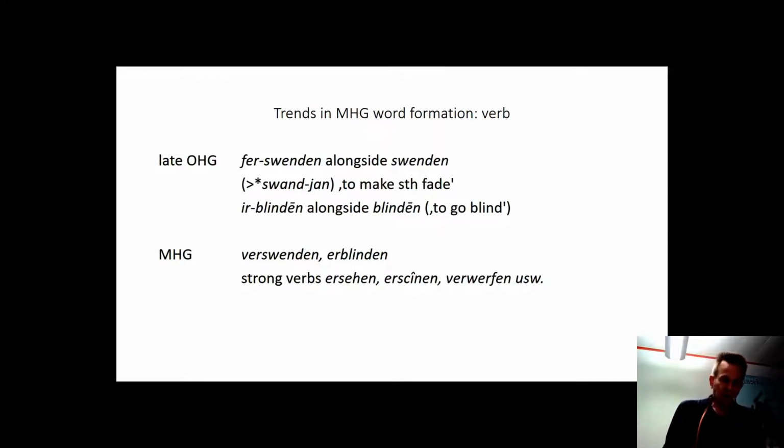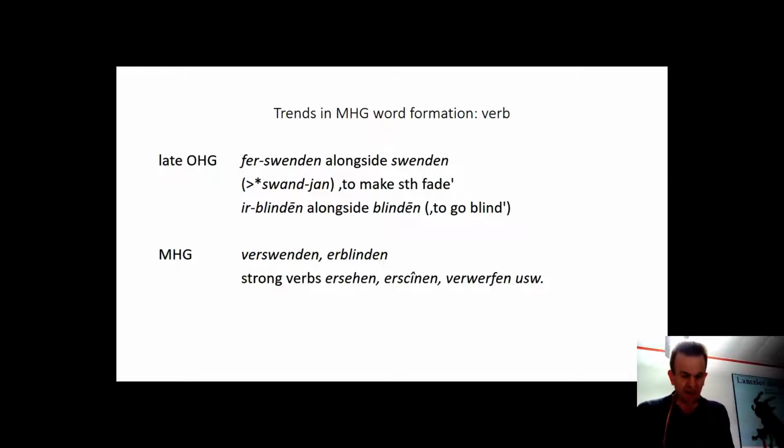In late Old High German, which, as we have seen, was already subject to the weakening of unstressed syllables to some extent, this restructuring is already noticeable. In addition to the original suffix formations such as the factitive jan verb swenden, to make something disappear, or the inchoative en verb blinden, to go blind, there was a development of prefixed variants such as verswenden or irblinden. The appearance of these suggests that the transparency of the suffixes was no longer given by this point in time.